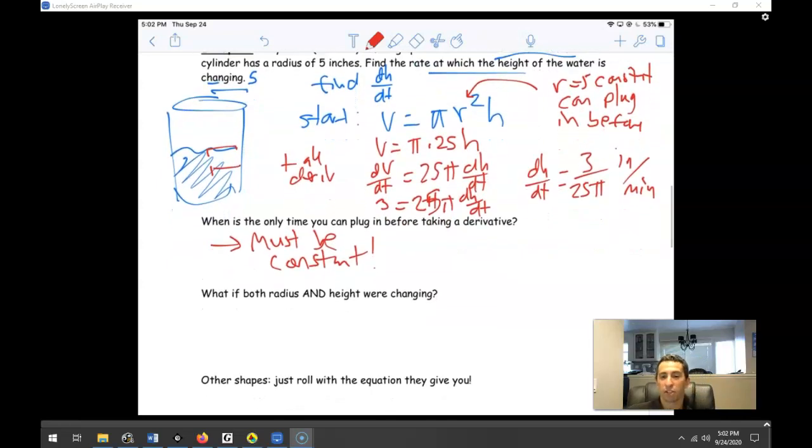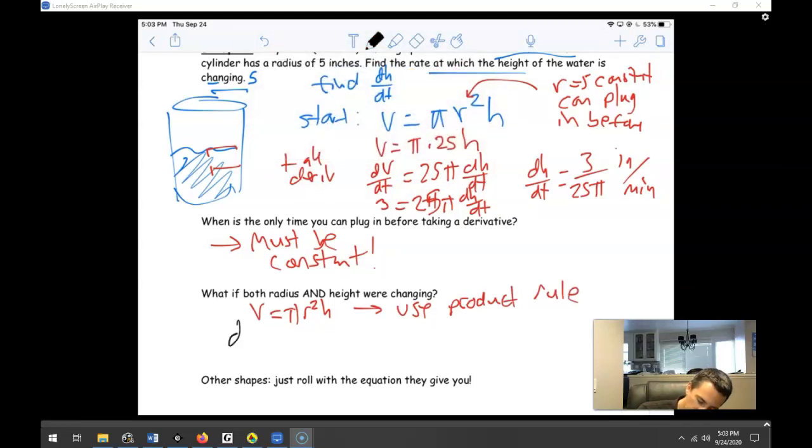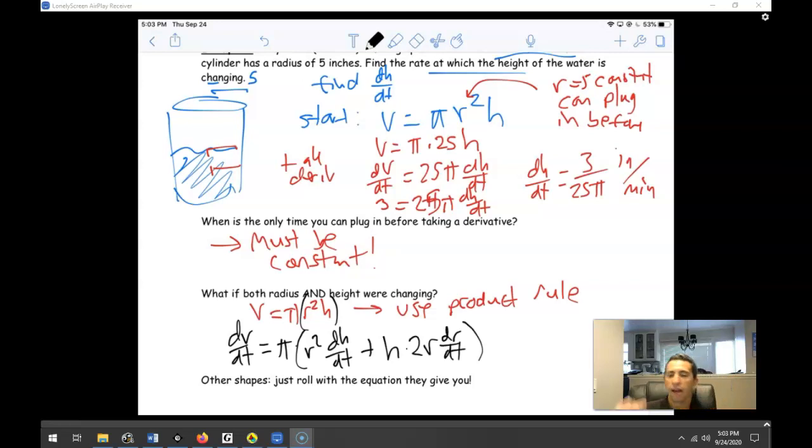Now, what if both the radius and the height were changing? What if I had some weird cylinder that was expanding outwards while it was expanding up? Well, in that case, I'd have volume equals pi r squared h, and I would have to use the product rule. We're going to see some stuff with this tomorrow. But if I had to use the product rule here, I'd say dV/dt is, pull the pi in front, r squared times the derivative of h, plus h times the derivative of r squared, which is 2r dr/dt. And then I have more things to plug in and be aware of when I solve that problem. But in this case, we were good because that radius wasn't changing.